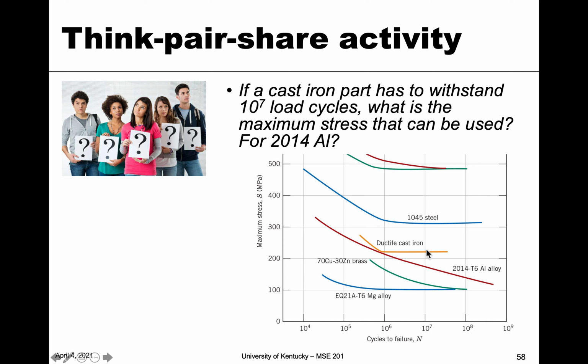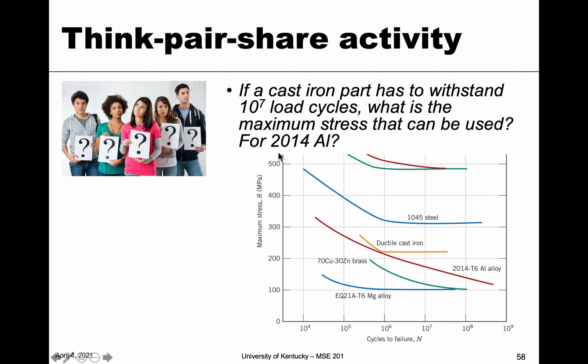So then we find the curve for cast iron, and that's the yellow one here. So we see that this is the value here. And if we follow that over, it's maybe 220, 225 megapascals, right? So the maximum stress we can use to get that number of cycles is 220 or 225 megapascals, however close you can get to that value. That will be the maximum stress.